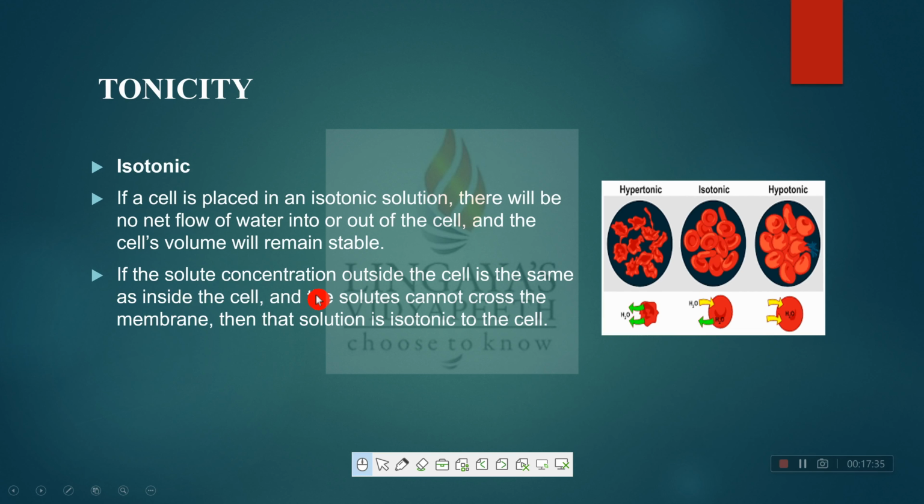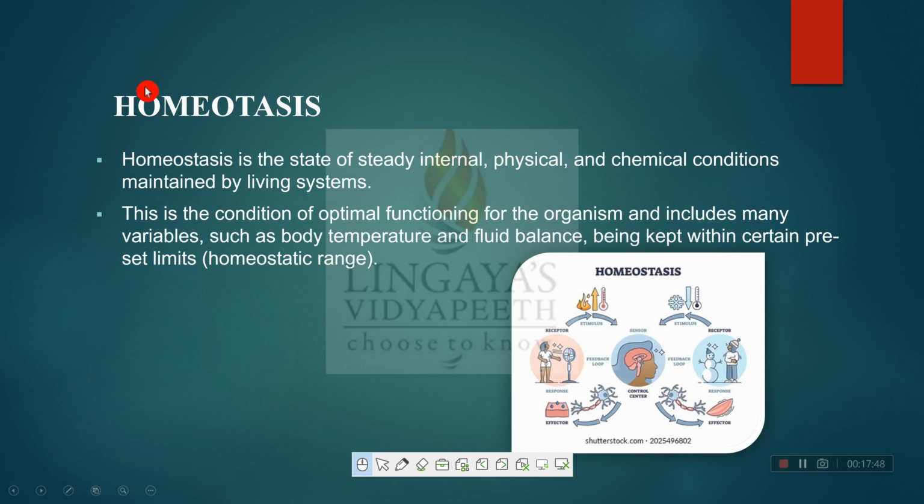So what is an isotonic solution? If the solute concentration outside the cell is the same as inside the cell and the solute cannot cross the membrane, then that solution is called an isotonic solution. Moving on. Now talking about the mechanism performed by the cell called homeostasis. Homeostasis is the condition in which the cell, or the living system, is able to maintain its internal physical and chemical condition as it is.